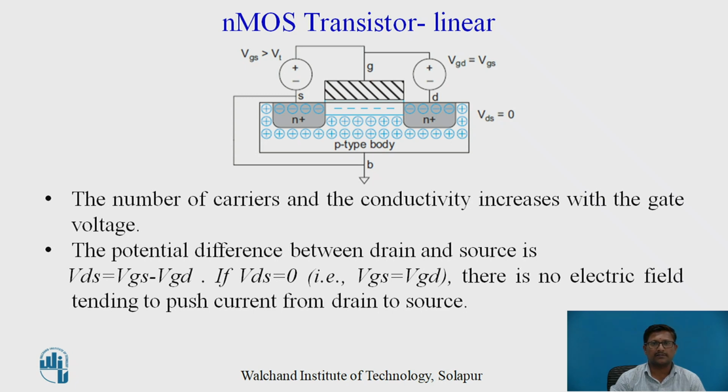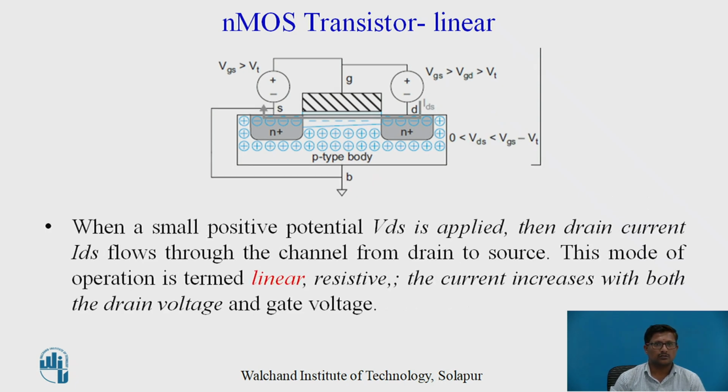In the linear region, the number of carriers and conductivity increases with the gate voltage. The potential difference between drain and source is given by VDS. VDS means VGS minus VGD. If VDS is 0, meaning the drain to source voltage is 0, then there is no electric field tending to push current from the drain to source. In the linear region, the minimum condition is that VGS should be greater than VT. When a small positive voltage VDS is applied, the drain current IDS flows through the channel from the drain to source. This mode of operation is called linear, which acts as a resistor.